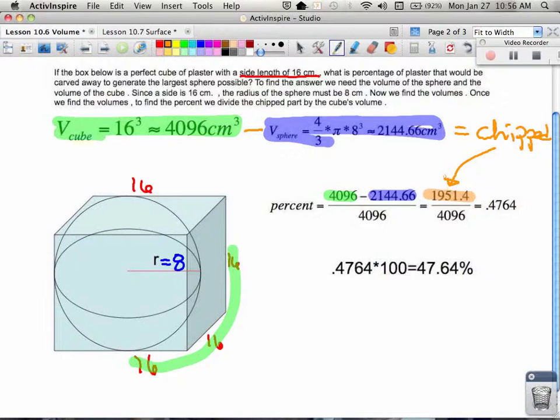If you want to know what percentage that is out of how much you started with, you divide that by the original amount that was there, which was the cube. So I divide that by 4,096, and what I find out is, as a decimal, I get .4764, which we know that if you move the decimal 2 places, you get 47.64%. This percentage is the percentage of plaster that was chipped away to create that perfect sphere.